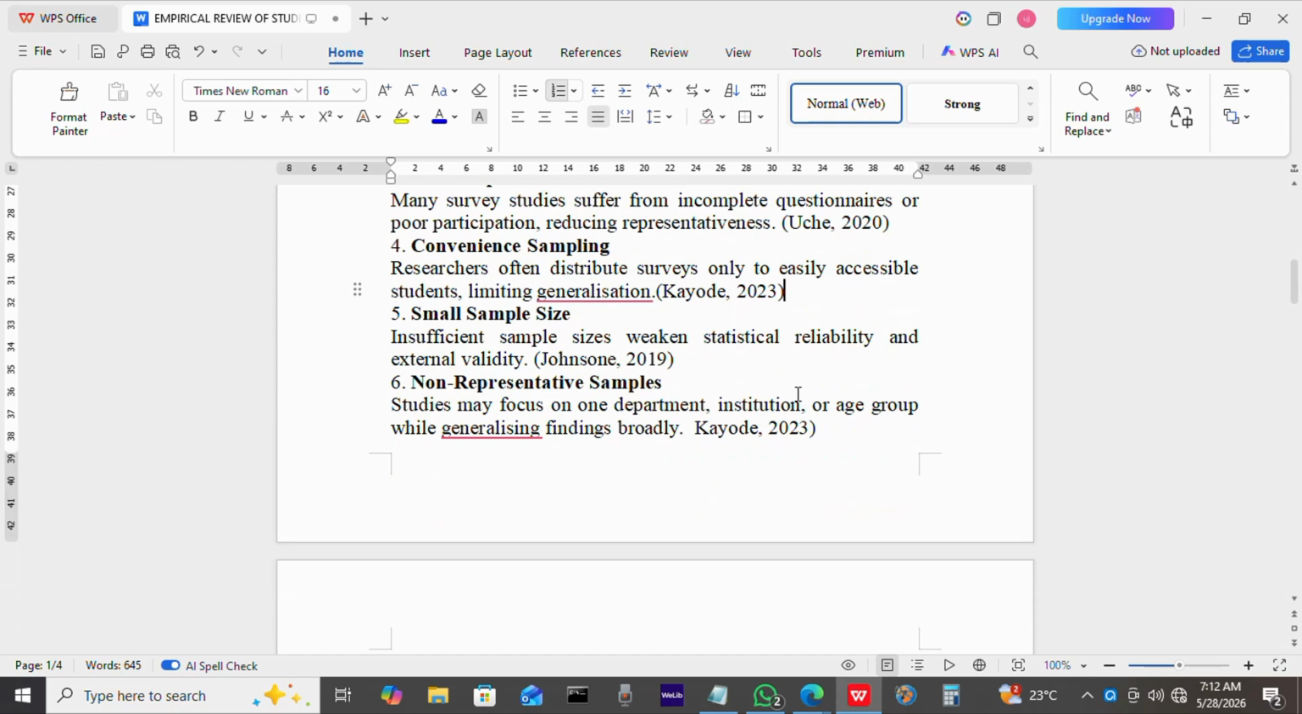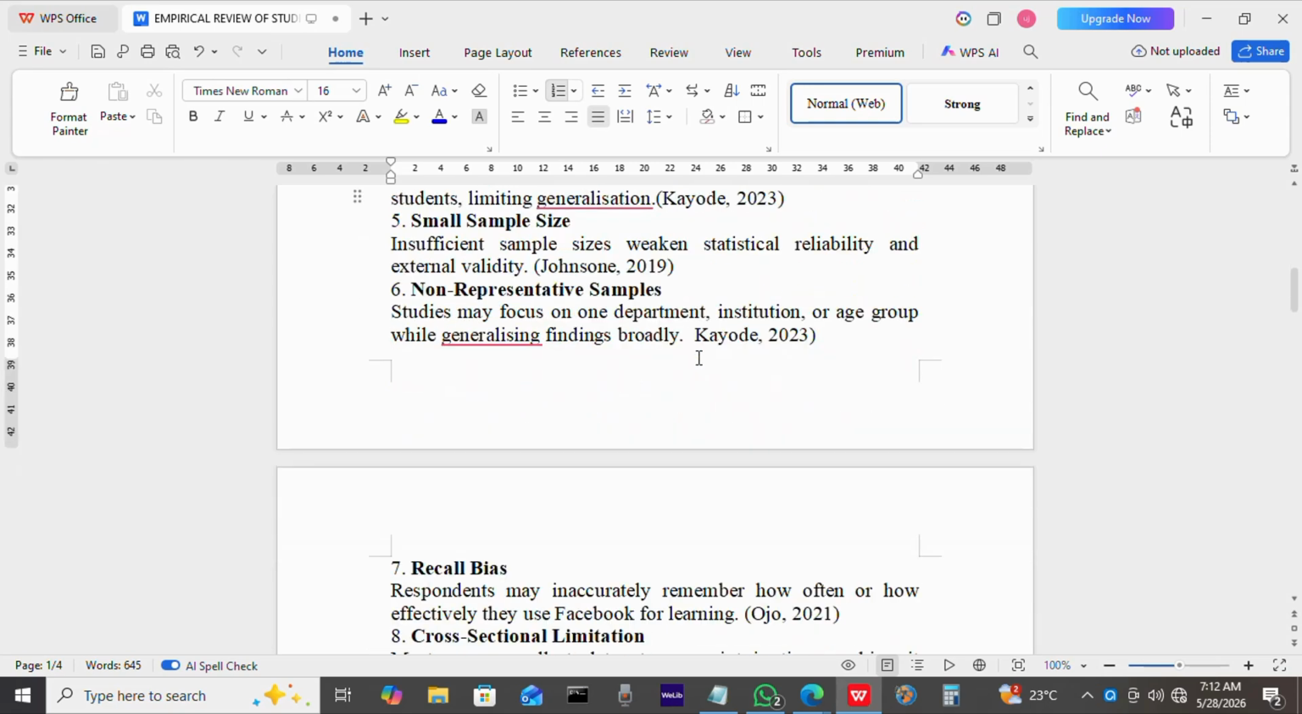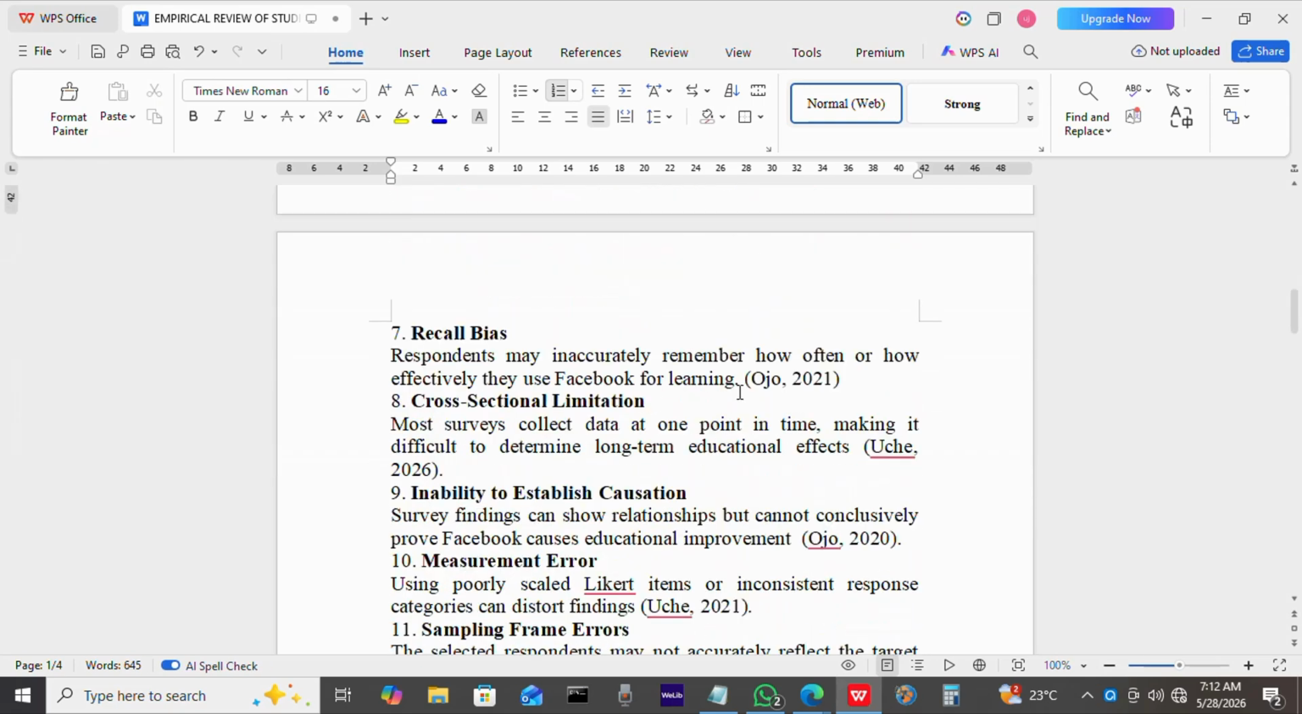A study can have a small sample size. When you have a small sample size, it limits the generalization, the reliability, and the validity. So you should avoid a small sample size. Non-representative sampling: you're sampling a large area like Jos North or Kano or Nigeria, and you didn't do multi-stage sampling, you didn't do quota sampling, you didn't do cluster sampling, stratified sampling. You're talking of Nigeria, but you just picked one local government. So maybe that is the challenge in Kayode's study that you want to avoid.